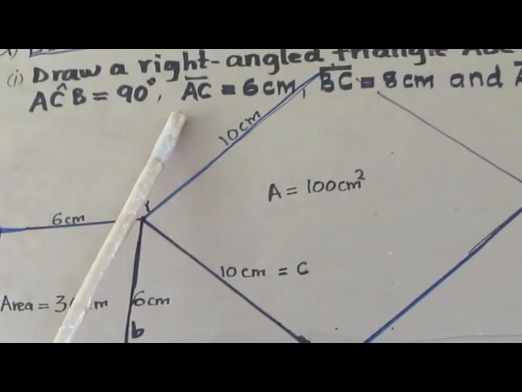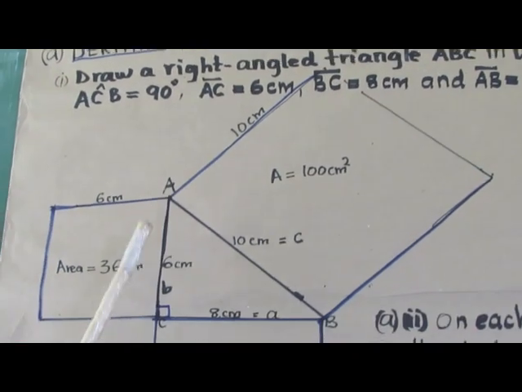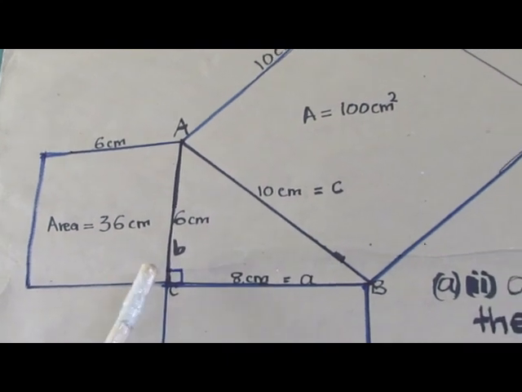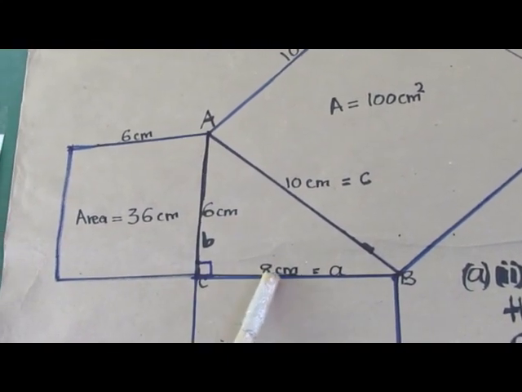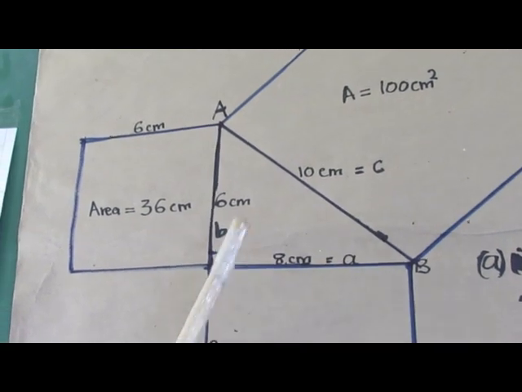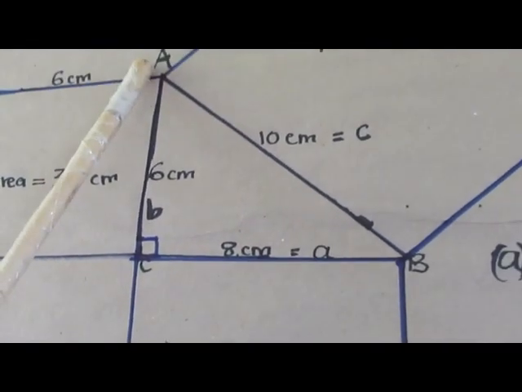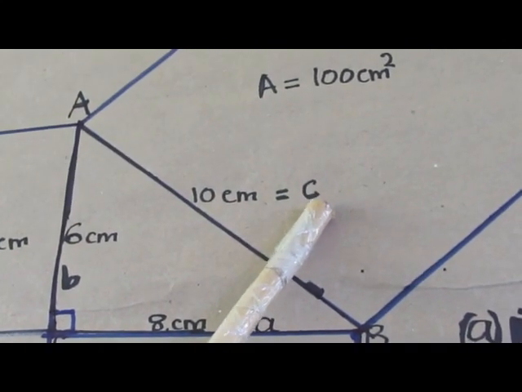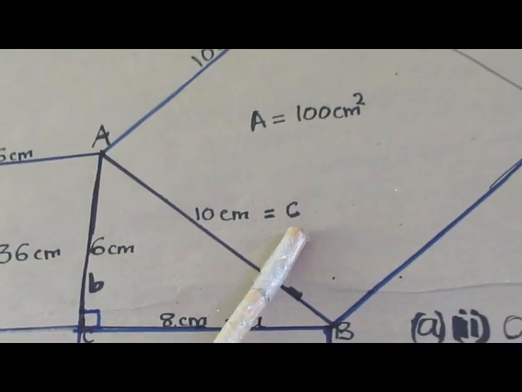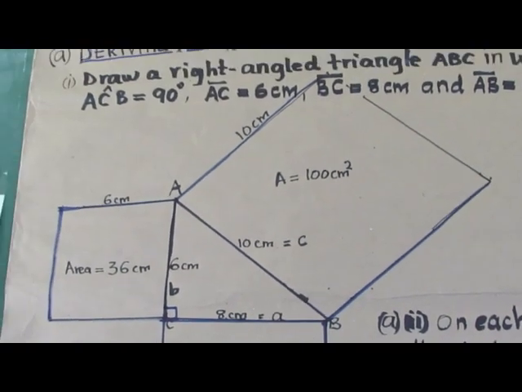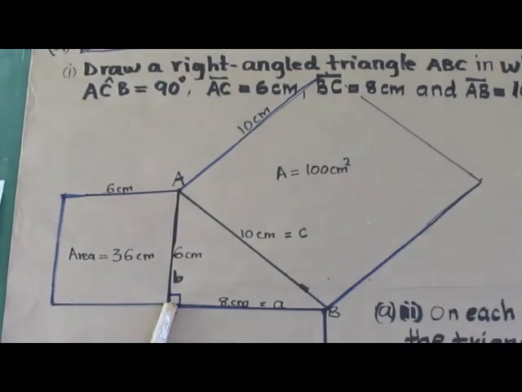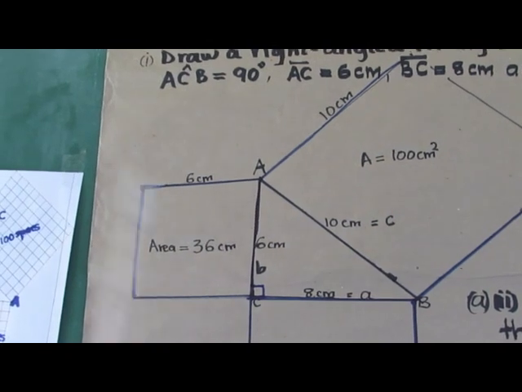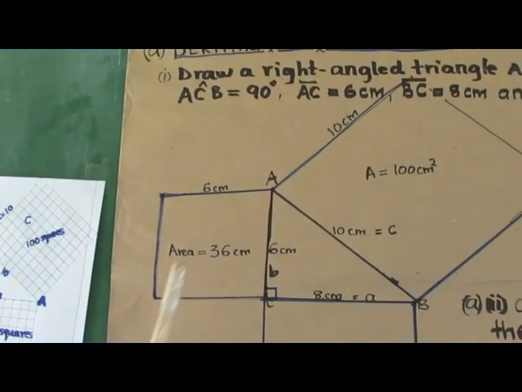Then we have side AC. This is side AC, which is equal to 6 centimeters. There we have side BC, which is equal to 8 centimeters. This is AC. AB is equal to 10 centimeters, which is called the hypotenuse of this triangle. So the triangle has three sides: the height, the base, and the hypotenuse. The lengths of these three sides are given.